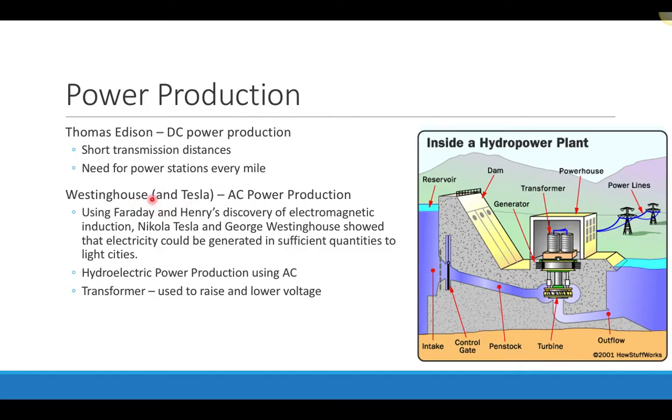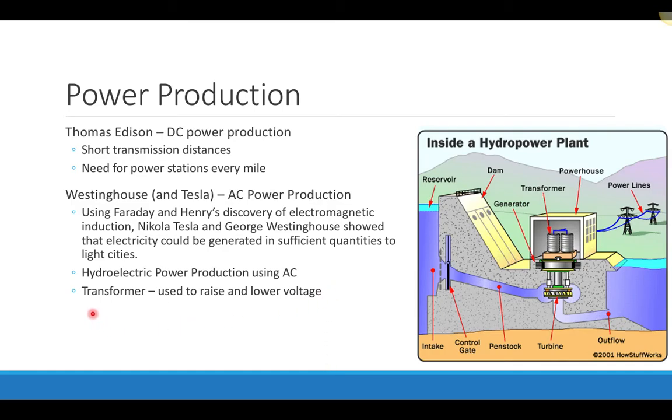Westinghouse and Tesla, who is sort of the founder of electromagnetic induction, were all for using AC power. And of course that won out. AC power is much more uniform in terms of getting the power to our homes. With DC, the farther you are from the power station, the less voltage you would actually get, because there's so much resistance in the wires as it gets there.